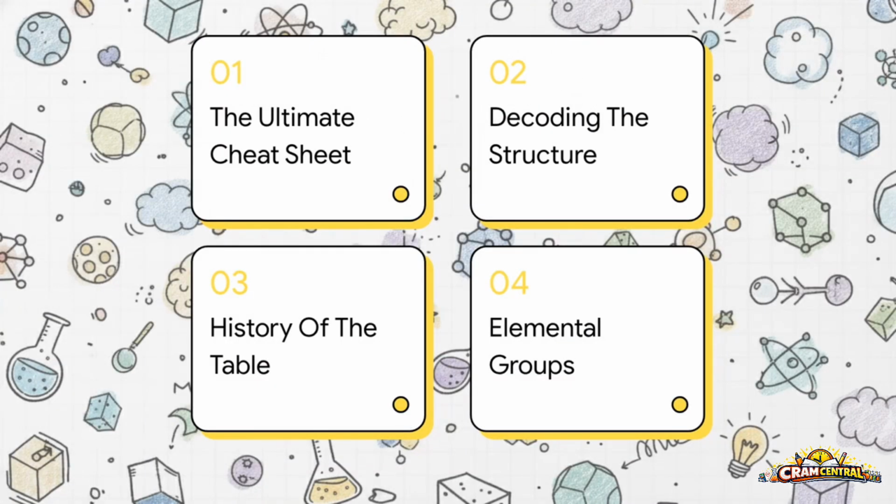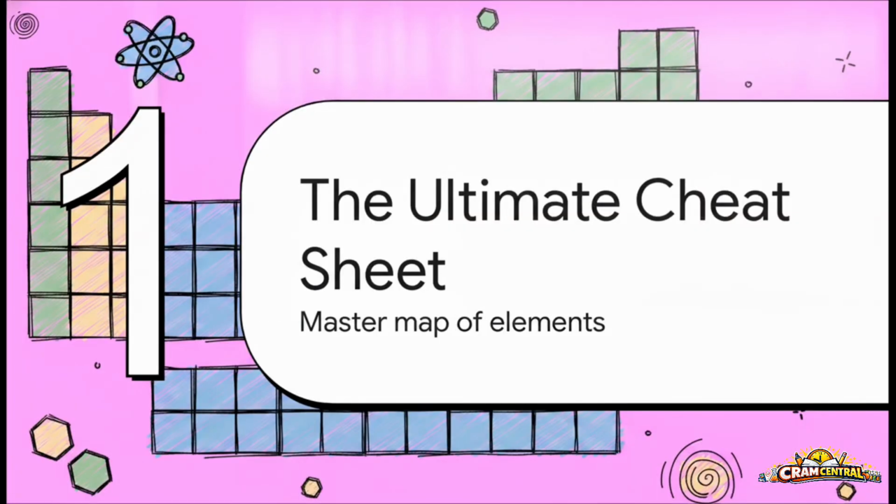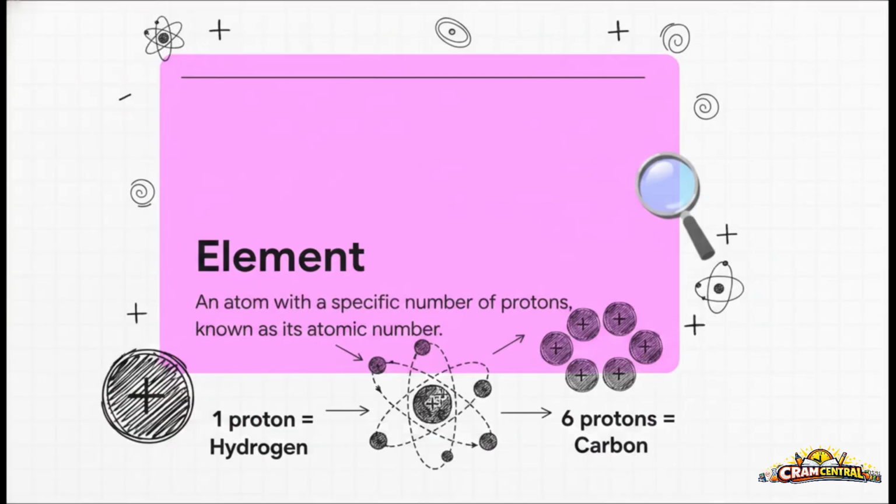In this explainer, our agenda covers four main things: the ultimate cheat sheet, decoding the table's structure, the history of the table, and finally, exploring elemental groups. Okay, Section 1, the ultimate cheat sheet, the master map of all elements. Let's get our terms straight.